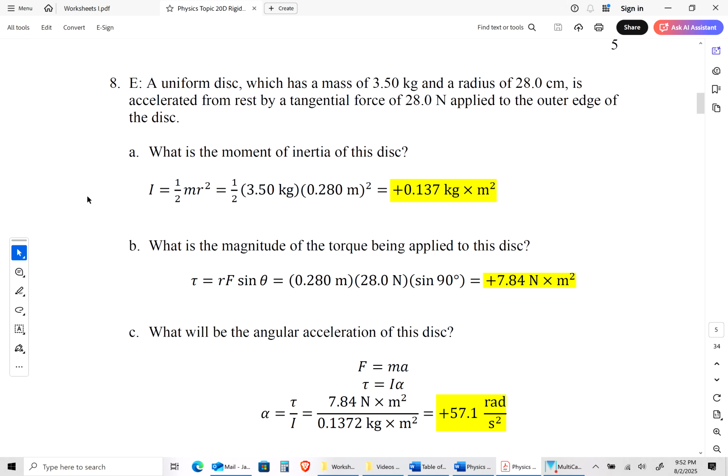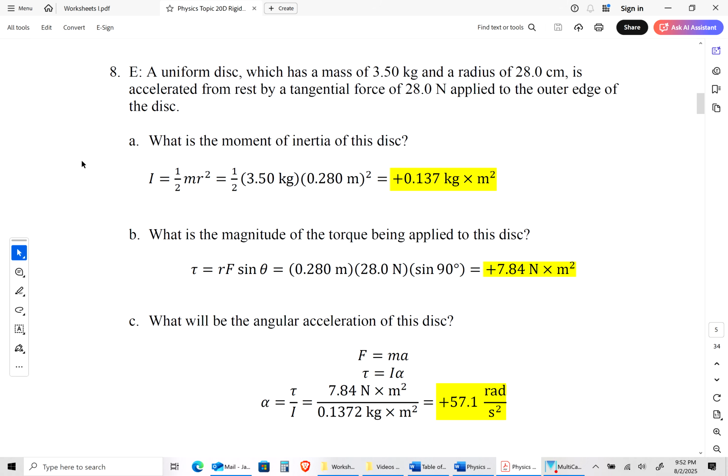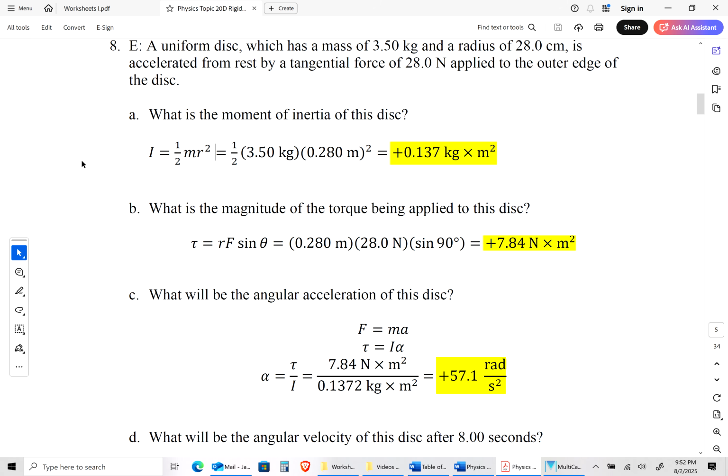Question 8. A uniform disk which has a mass of 3.5 kilograms and a radius of 28 centimeters is accelerated from rest by a tangential force of 28 newtons applied to the outer edge of the disk. Part A. What is the moment of inertia of this disk? You need to know that the moment of inertia of a disk is 1/2 mr squared. Part B. What is the magnitude of the torque being applied to this disk? It says torque, that's RF sine theta. Theta is 90 degrees because it's a tangential force.